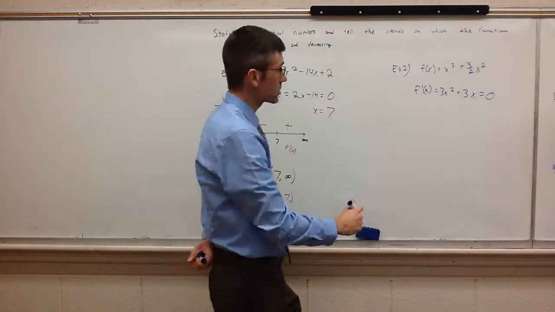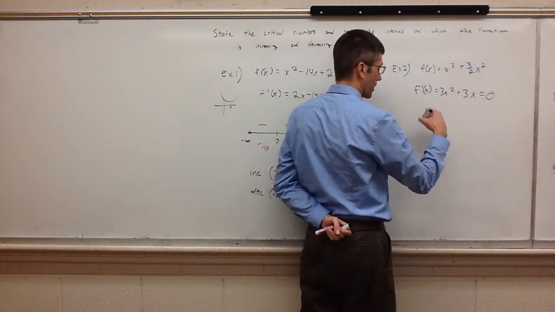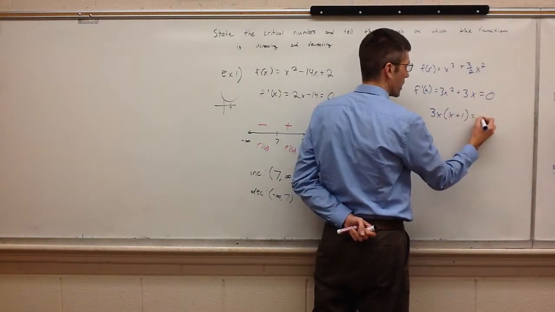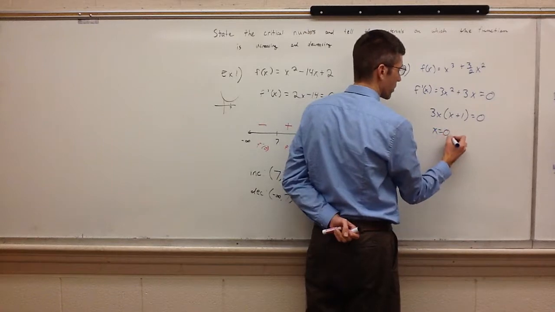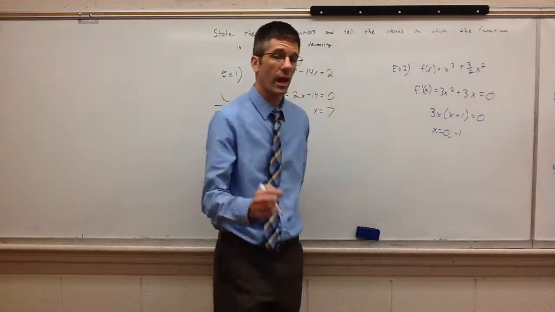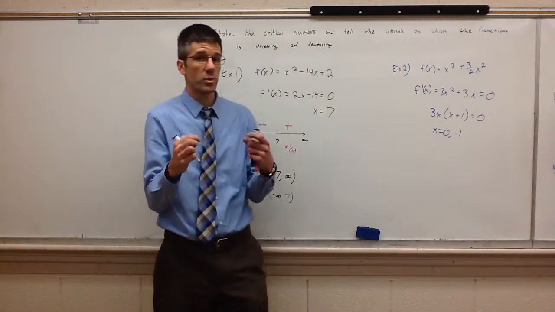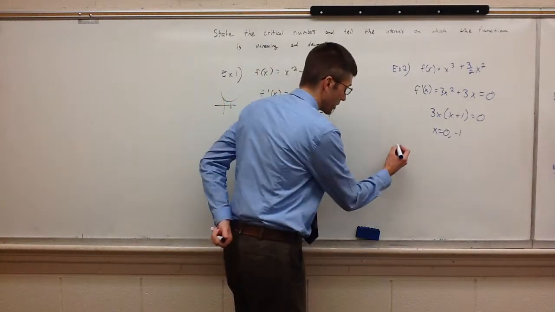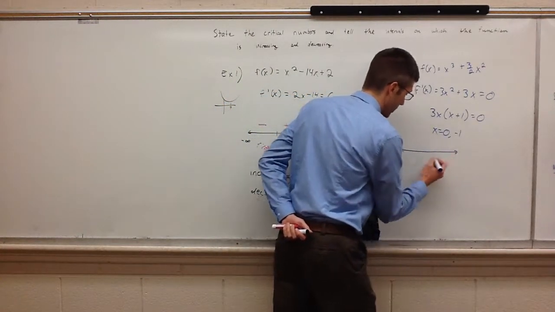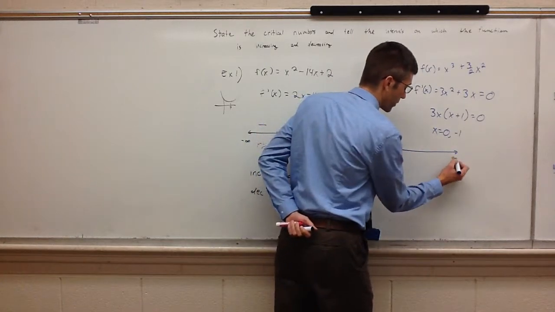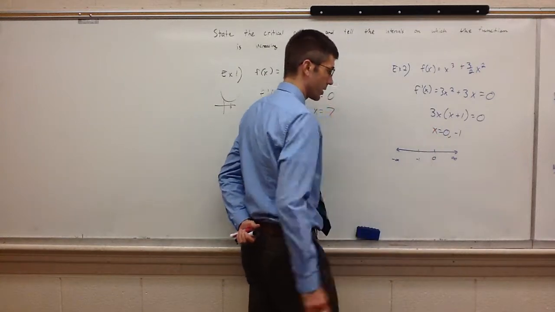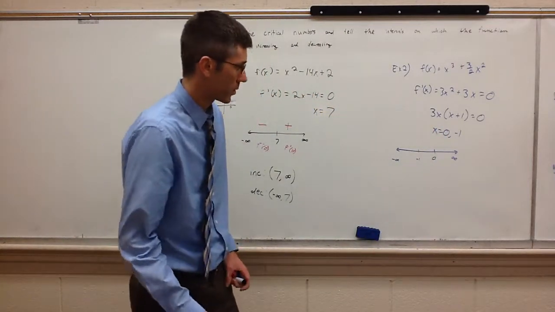We'll solve it, so we will factor out a 3x. You could divide the whole thing by 3 if you wanted. You'd also have x plus 1. So x equals 0 and x equals negative 1. We have two critical numbers. We have stated them both. So x equals 0, x equals negative 1. So let's do a little sign analysis here. Here's negative infinity. Here's positive infinity. Put them in order. Please don't mix them up. They're written differently here, but the correct order is negative 1 and 0.